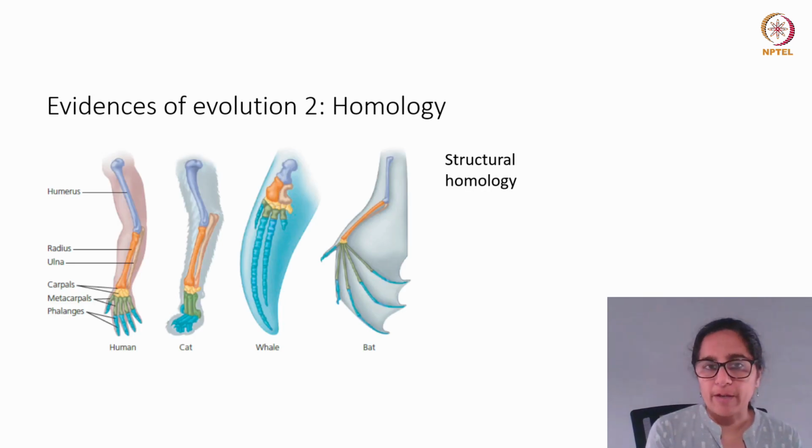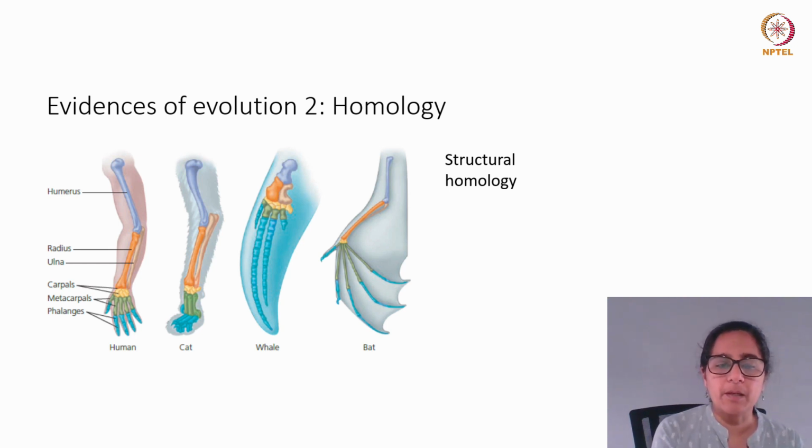Another evidence of evolution is homology. Here I'm going to talk about structural homology. This is something, if you have taken biology in your class 11th or 12th, you would all have studied something like this. You would all have known about structural homology. But regardless of this, this is quite commonsensical.